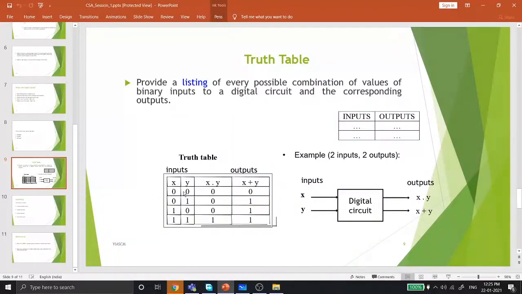For 0 0, AND is 0 and OR is also 0. For 0 1, OR is 1 and AND is 0. For 1 0, AND is 0 and OR is 1. For 1 1, AND is 1 and OR is 1. I'll explain that later.